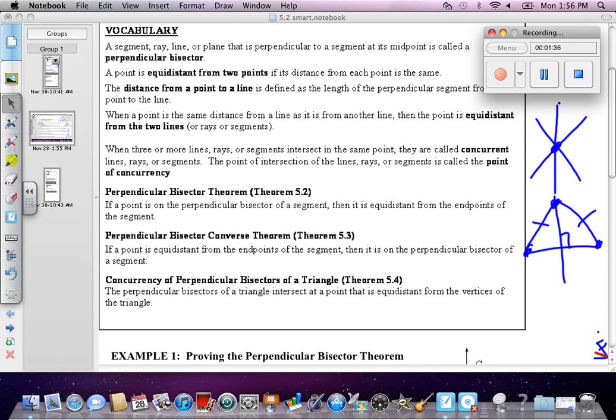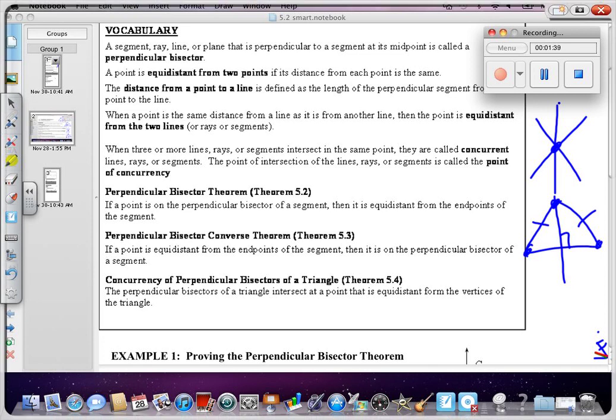If we look at a triangle, and we have a perpendicular bisector, these two sides have to be equal to each other, because a perpendicular bisector has to go through the midpoint and it has to form a 90-degree angle. The perpendicular bisector converse is just the same thing. If you have a line going through here, and these two are congruent, you know that with 90 degrees it is a perpendicular bisector.